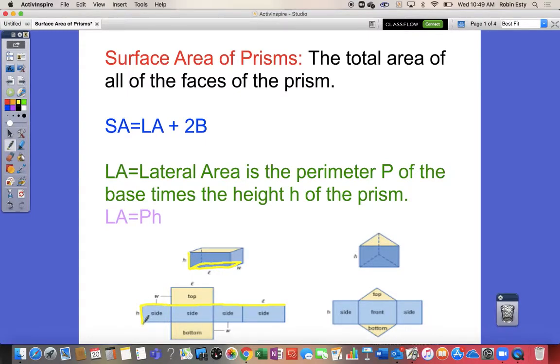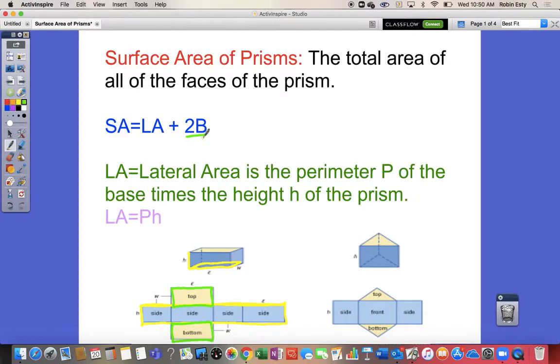Well, in order to find the area of this rectangle, so if I were to make this into a rectangle, I would actually do this length times this height. And so that's exactly what lateral area is. It's the perimeter times the height. So, in other words, it is the area of this rectangle. And then you've got a base and another base. So that's why they say 2 times the bases.